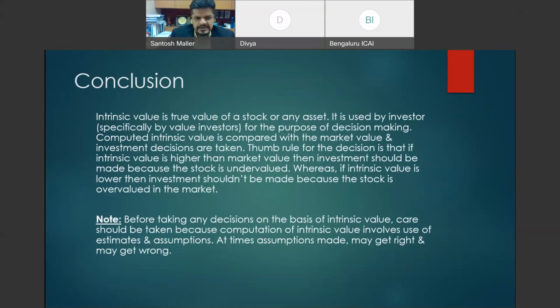Before taking any decisions on the basis of intrinsic value, care should be taken because computation of intrinsic value involves use of estimates and assumptions. At times, assumptions made may turn out right or may turn out wrong. Valuation is all about assumptions. The assumptions underlying the valuation may be accurate, may not be accurate. So that is basically the gamble that the valuation expert is playing. Any valuation is as good as the underlying assumptions that go with the valuation. So that is the bottom line.